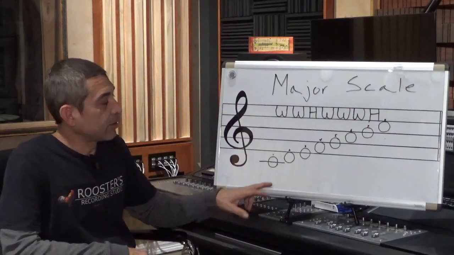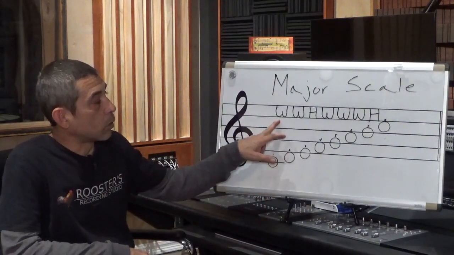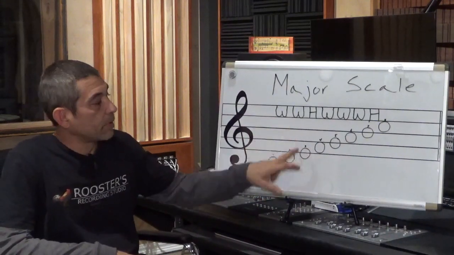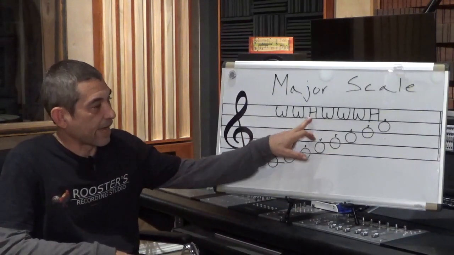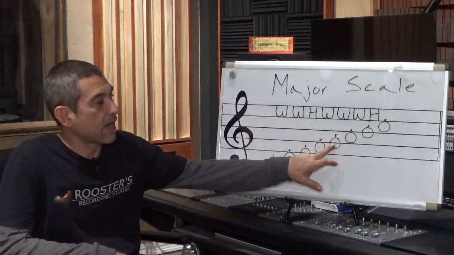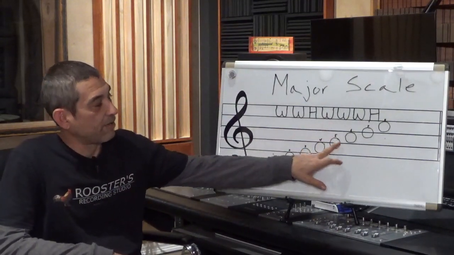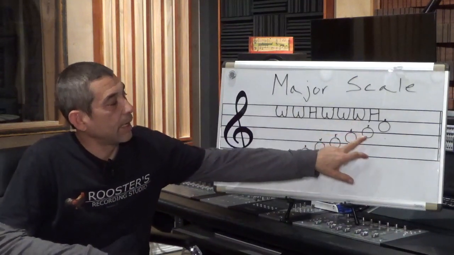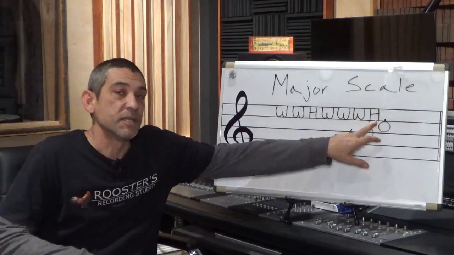So between scale degree 1 and 2 is a whole step. Between scale degree 2 and 3 is a whole step. Between 3 and 4 is a half step. Between 4 and 5 is a whole step. 5 and 6, whole step. 6 and 7, whole step. And between 7 and 8 is a half step.